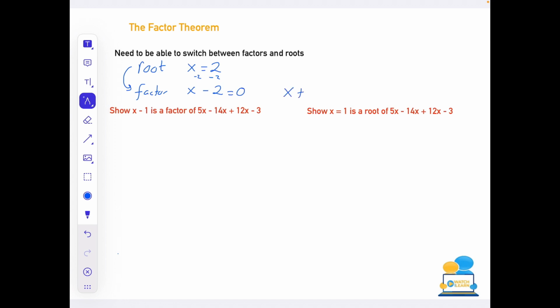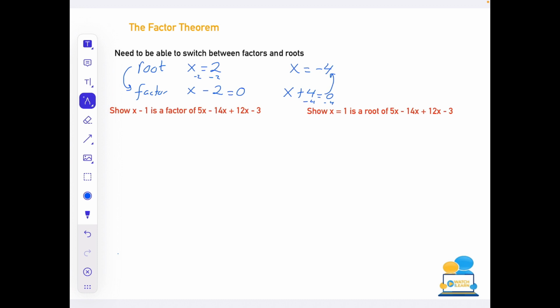I'm going to do another example where I'm going to start with the factor. So I'm going to say that x plus 4 is a factor. How do I go back up to a root then? We really have x plus 4 is equal to 0. Subtract 4 from both sides. My root is x is equal to minus 4. So a root will always be x is equal to a number, and a factor then will be x plus or minus a number.